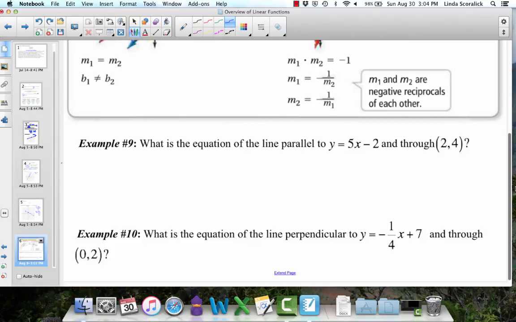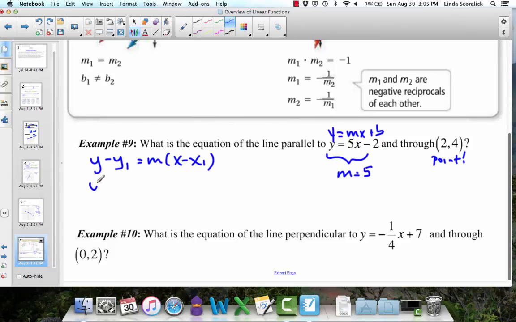In example 9, what is an equation of a line that is parallel to y equals 5x minus 2 and goes through (2, 4)? What we need from this given equation is the slope. Y equals mx plus b. So the slope is the m value, or the coefficient of x, so here the slope is 5. We have a slope and a point. We were not given an intercept, so we're going to use point-slope form, which we saw a few slides ago. Plugging in the values, we would get y minus 4 equals 5 times (x minus 2). We kept the slope the same because we were asked for a line that was parallel.